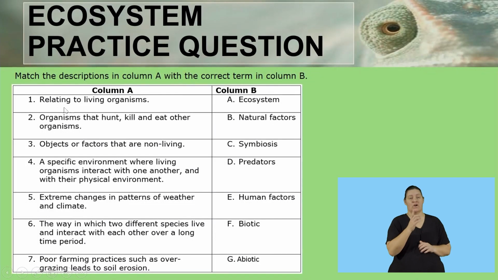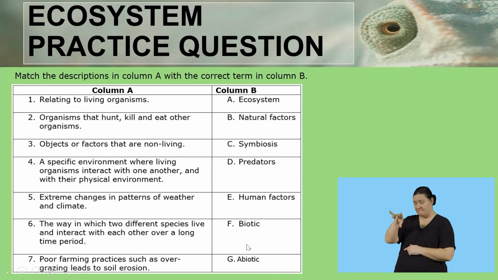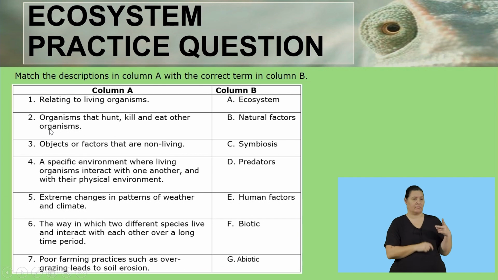Right, our first description here is relating to living organisms. So what is it that is relating to living organisms? You are going to look at column B and find the correct term. The second description says organisms that hunt, kill, and eat other organisms. So you are going to look at column B again, and then number 3 is objects or factors that are non-living. Again, you are going to go to column B and check.